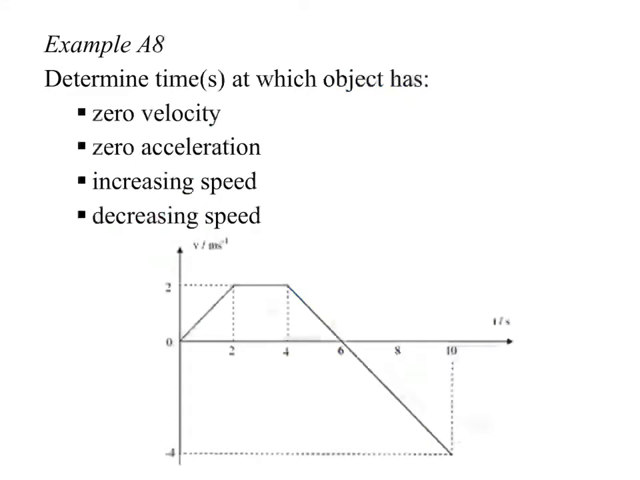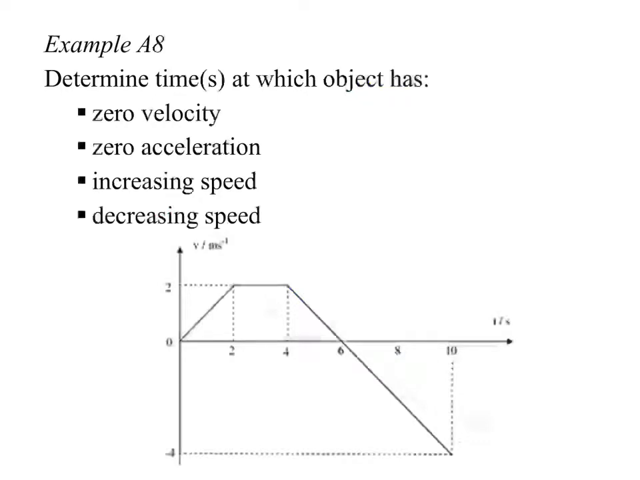Now, when we're talking about this graph again, I just want to test you, make sure that you can tell the difference between this and a distance time graph. So I want to know on this graph, when do we have 0 velocity, when do we have 0 acceleration, increasing speed and decreasing speed. I'm going to give you a minute. Please pause and try to figure that out on your own.